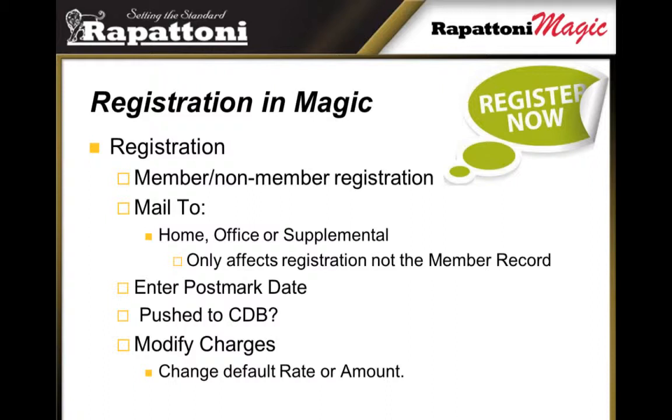If this class qualifies for ethics and you want to push it to CDB or the central database, there will be a place that will log the date and time that that record was sent to NAR for qualification of ethics. And then the last field was modify charges. The system will always know the member and non-member rate. However, you can always overwrite that rate or that dollar amount. This class was free, so there was no need to enter a dollar amount.